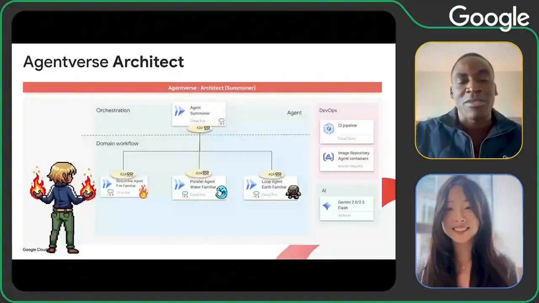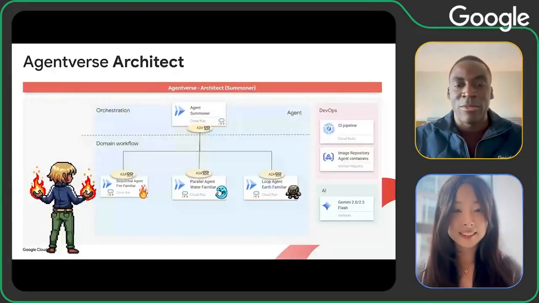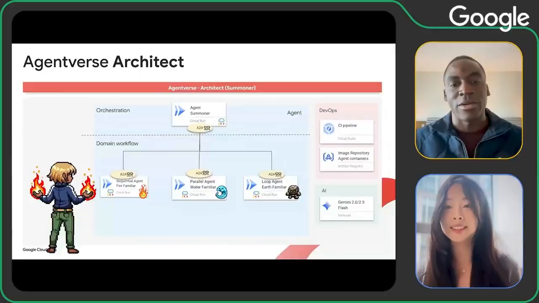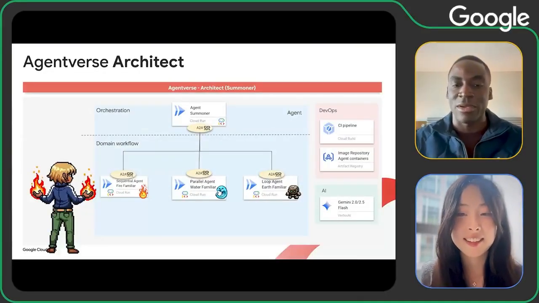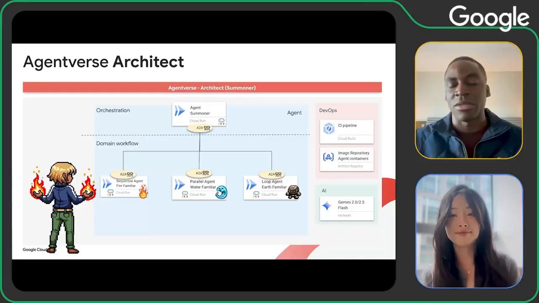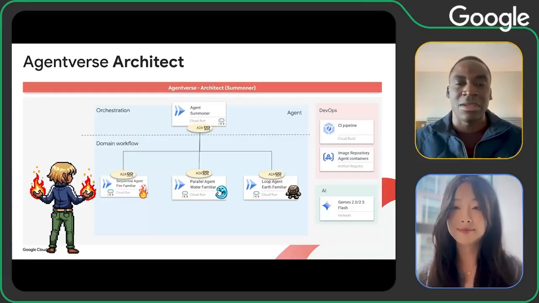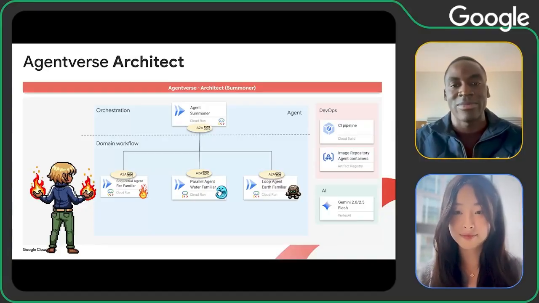Yeah. So everything that Annie just said, but I'll go ahead and share my screen and walk through the architecture that we're building today. Okay, let's start. So you should be able to see my screen now. So yesterday, what we did was deploy 3 separate workflow agents, one for the fire familiar, a sequential agent, one for the water familiar, a parallel agent, and one for the earth familiar, a loop agent. And they're all being coordinated by the summoner agent. That's essentially the orchestrator in this particular workflow.